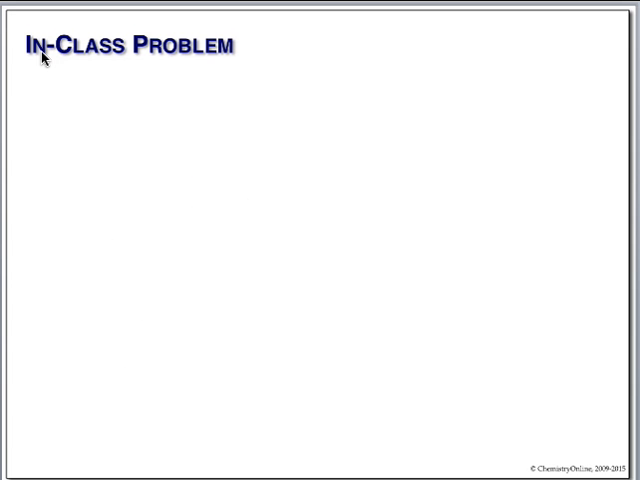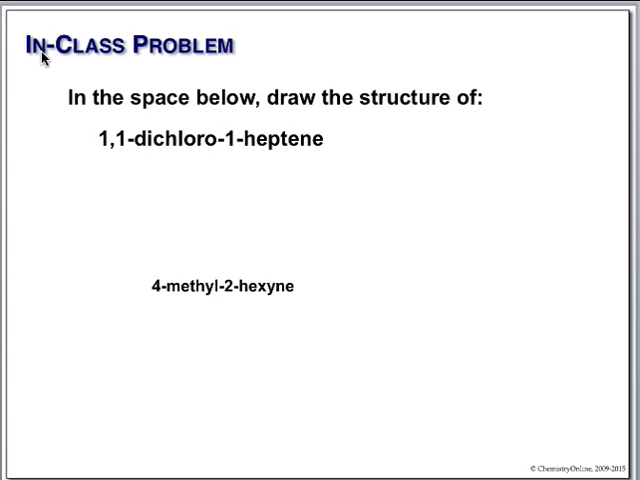All right, continuing, we also had 2 more molecules that we drew the structure. We're looking for 1,1-dichloro, 1-heptene. Now that's actually fairly simple. It's a hept, so we have 7 carbons. At carbon 1, we're going to have a double bond.